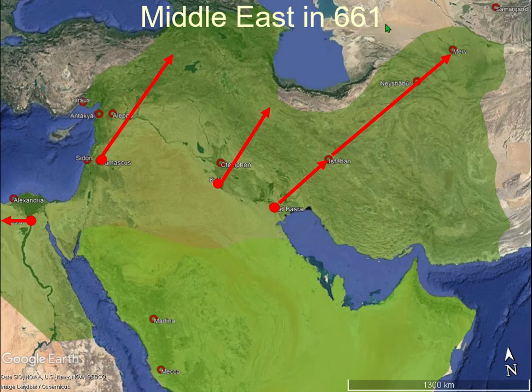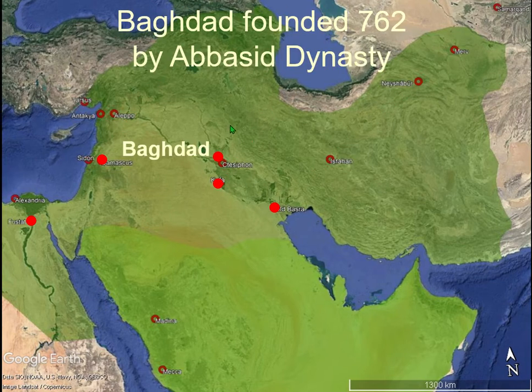So 661, this is the Middle East. All of this is covered. 100 years later, places like Basra and Kufa were the major centers of this part of the world, as important, if not more important in some cases, than the other centers. But then things changed with the foundation of Baghdad 100 years later, at 762.